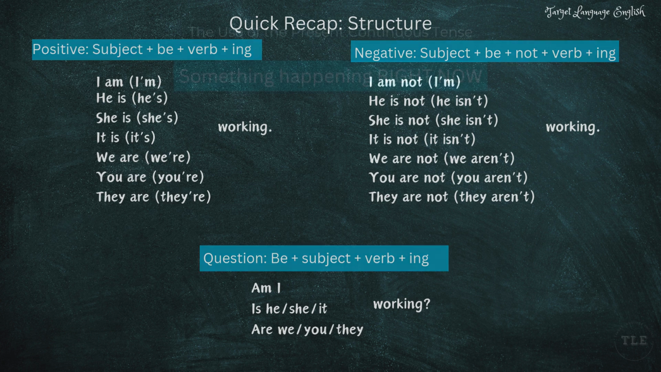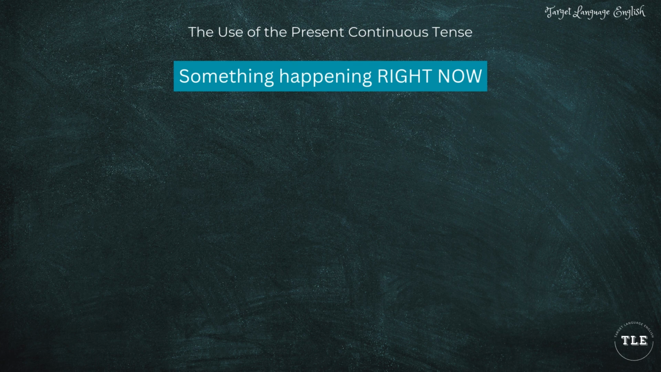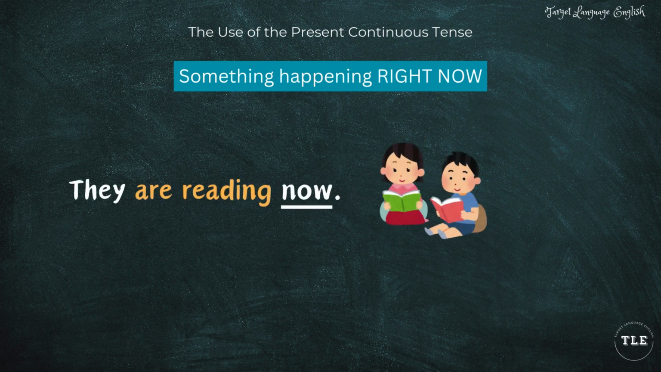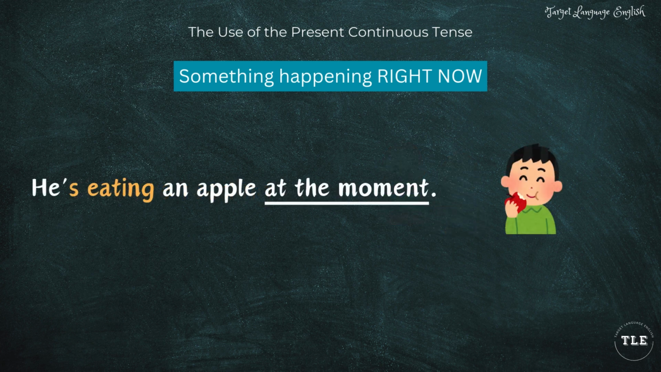Let's get started. One of the main uses of the present continuous tense is to talk about something that is happening right now in this specific moment. For example, the baby is sleeping. They are reading now. He is eating an apple at the moment.